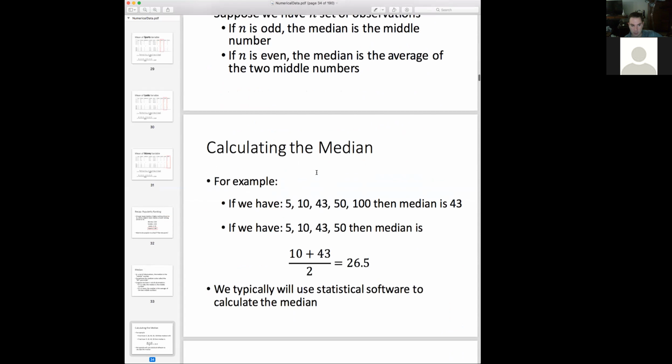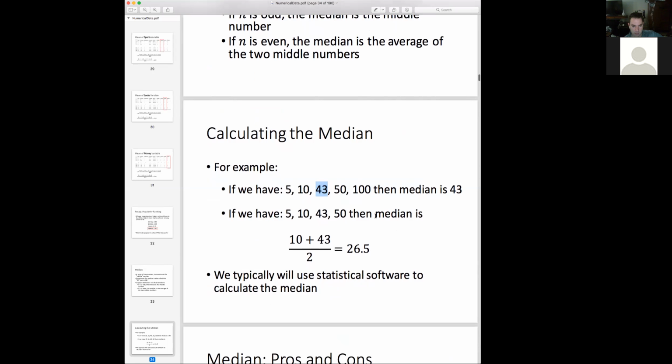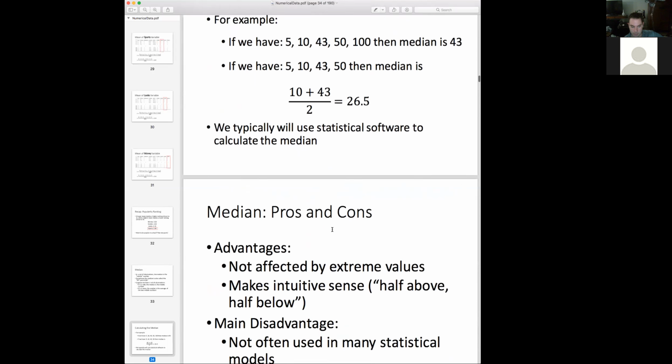So just to calculate the median, if we have 5, 10, 43, 15, 100, the median is 43 because this is an odd number and we're just looking at the middle number. In this case, we have an even number, 5, 10, 43, and 50. So we take the two middle numbers, 10 and 43, take the average of that, which is 26.5.